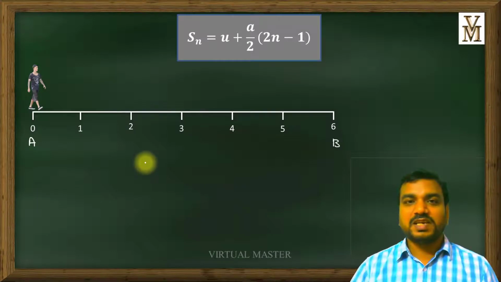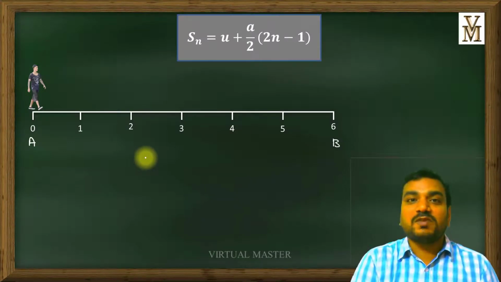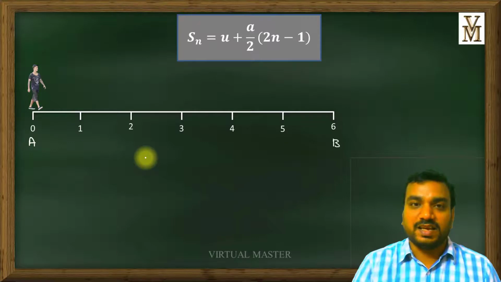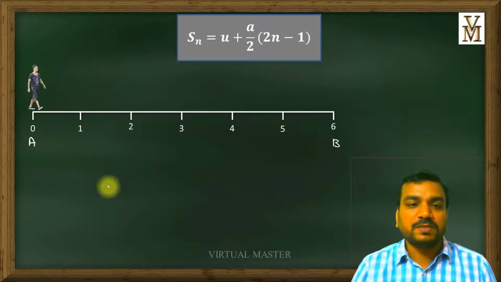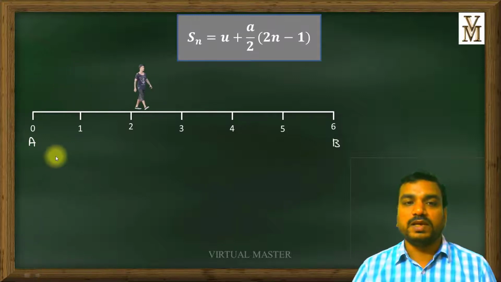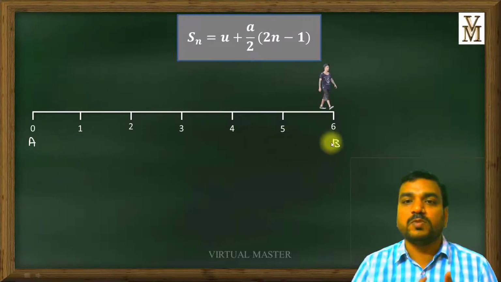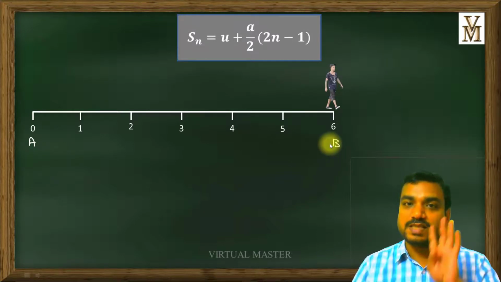Now let us derive the equation for the distance covered by the object during the nth second. What do you mean by the distance covered by the object during the nth second? To understand this better, let us take one example. Let us consider a boy moving from point A to point B. As you can see here, the boy is moving from point A to point B in 6 seconds.